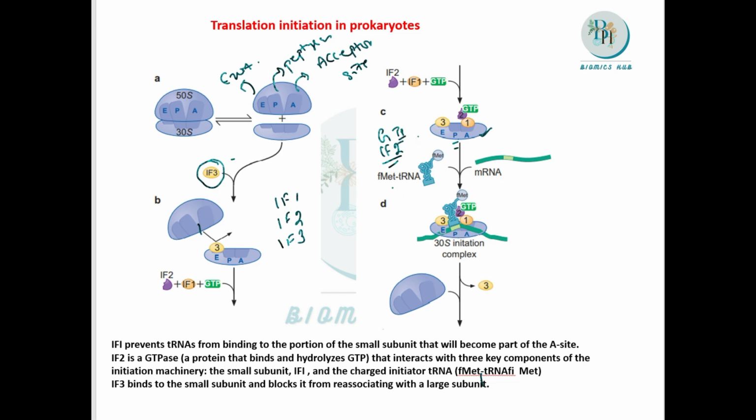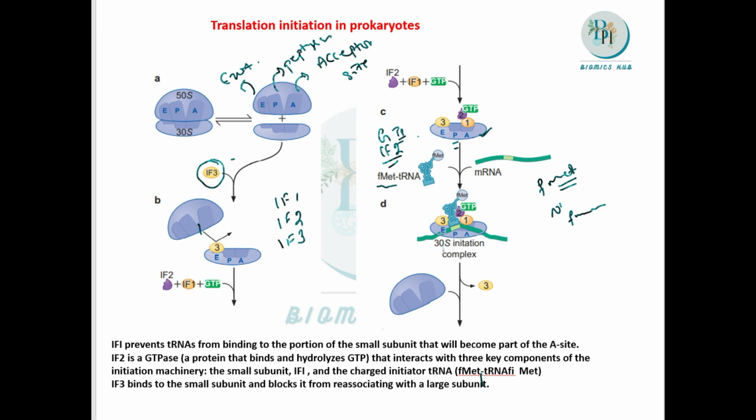The first is formylated methionine in case of prokaryotes. It is formylated methionine, not only methionine. Why is it formylated methionine? Because in fMet, the peptide bond formation site is not present in the N-terminal end.